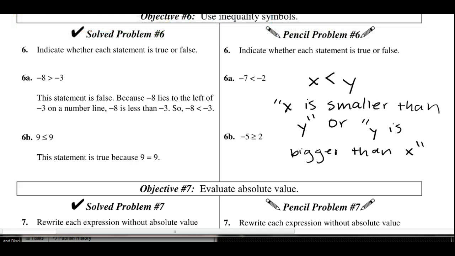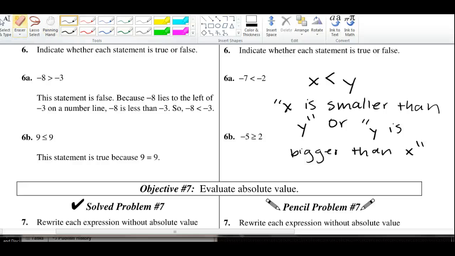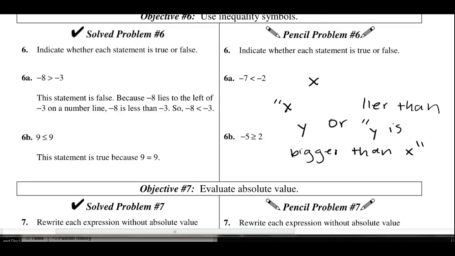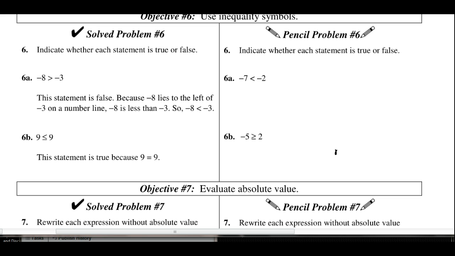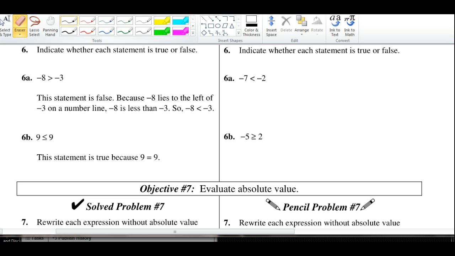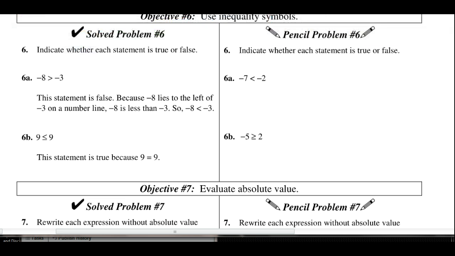So we just have to make sure that the number that the alligator's mouth opens toward is actually bigger. So they gave us some negatives, which are a little bit tricky, because although -7's bigger than 2 in terms of negatives, the larger the absolute value, the larger the negative value is actually a smaller number. So -2 is bigger than -7. So this one would be true.